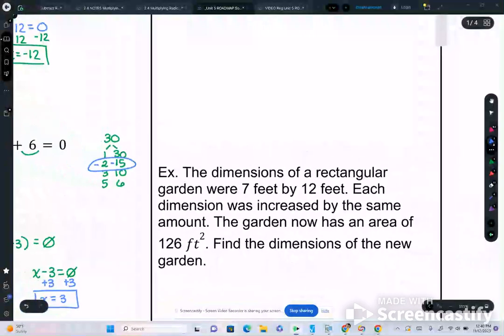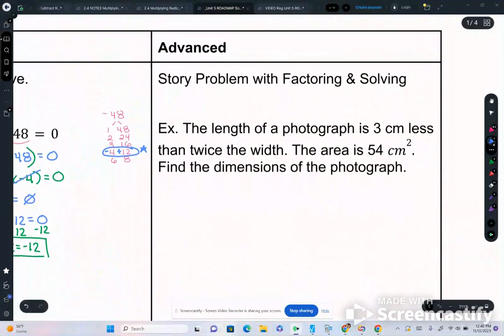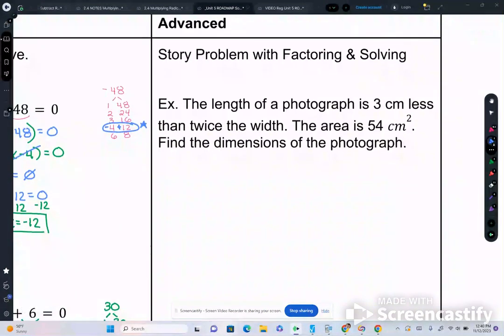All right, so our last section, or our last level for solve by factoring, is when we have a story problem. For advanced, the main thing is we just have to create a quadratic by first drawing a picture and then figuring out what our quadratic equation would be. Notice that it tells you that the length of a photograph is 3 centimeters less than twice the width. So let's draw ourselves a picture.